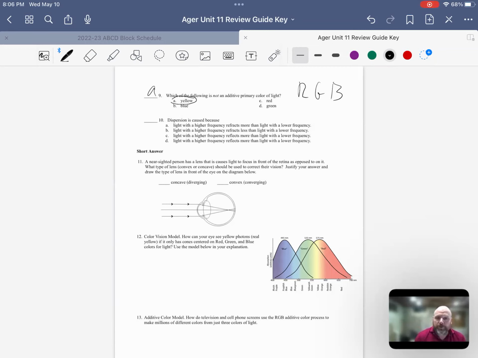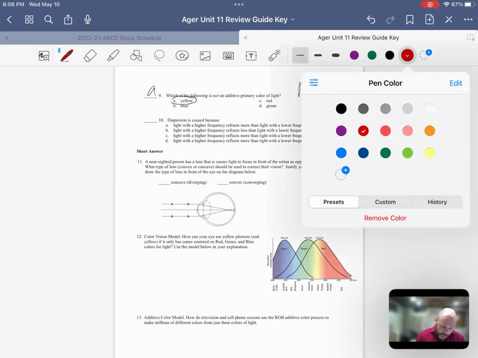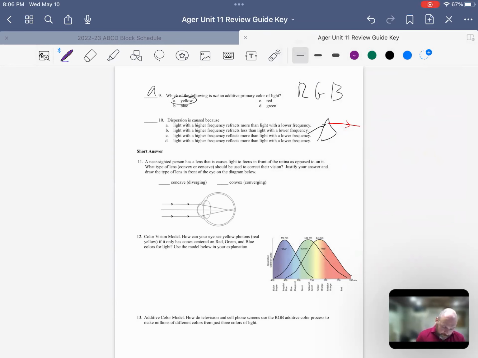Number 10: dispersion is caused because... Remember, dispersion is that splitting apart. We go in and go across. Red stays up here a little bit, but the blue light, or let's just say purple, spreads out more, and we get all the different colors in there. That's dispersion. It happens because of the frequency of light. Light with a higher frequency refracts more than light with a lower frequency. That sounds pretty good there.